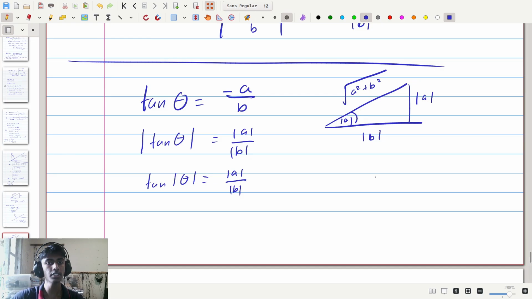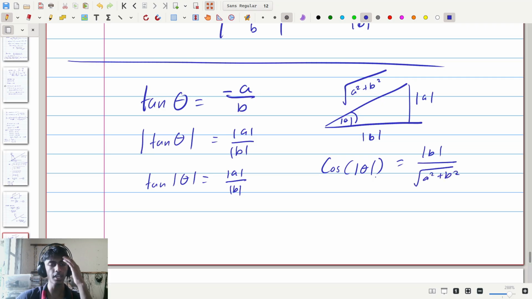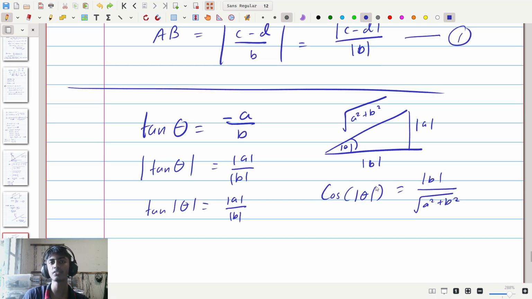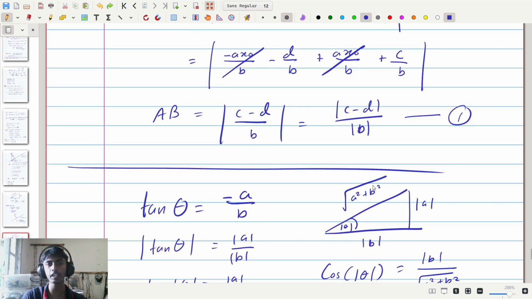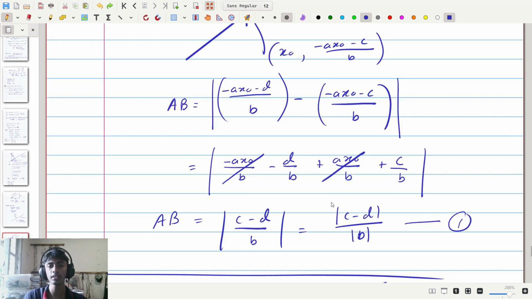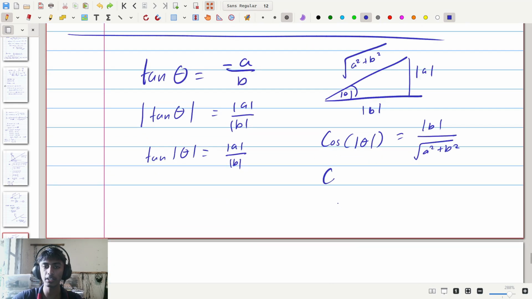Now then, considering the cosine of the absolute value of theta, we know that it is going to be the adjacent, which is the absolute value of b divided by the square root of a squared plus b squared. Therefore, this is that value. And here, since the cosine of the absolute value of theta is the same thing as the cosine of theta, since cosine is symmetrical about the y-axis, we can say that the cosine of theta is itself the absolute value of b divided by the square root of a squared plus b squared in this case.